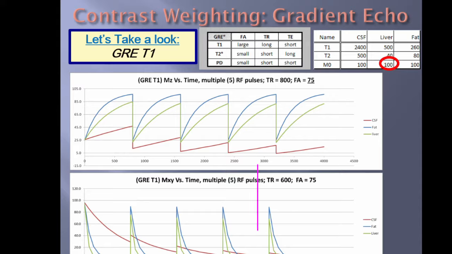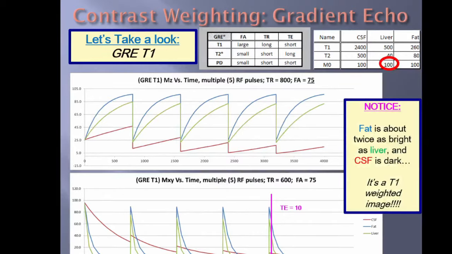And of course, if we're going to do a T1, again, it has to be a short TE in order to de-emphasize T2 effects. So we're looking close over here. And of course, it's what we expect to see from a T1 weighted image. The fat is about twice as bright as the liver, and the CSF is dark. Makes sense?